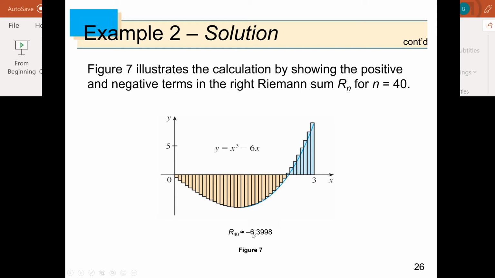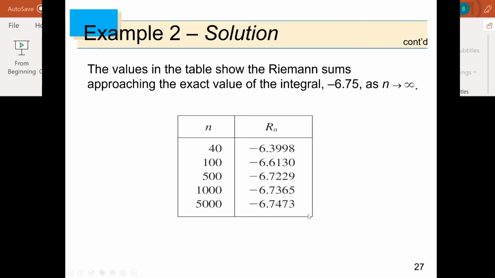Okay, so eventually it's pretty close. It's negative 6.3998. So the more rectangles that you have, the better the approximation is going to be. So 40, 100, 500, 1,000, 5,000. So the 5,000 one is getting close to the final solution.